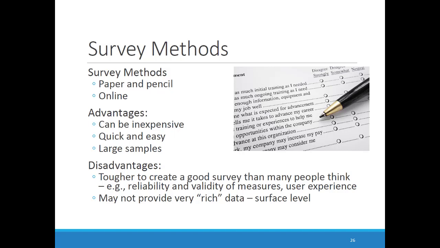Another disadvantage is that survey data may not be very rich. It could be sort of surface level. So for example, if I am surveying individuals about their perceptions of the safety climate within their organization, I am asking them very specific questions that they are answering, maybe on a scale of 1 to 5 for each question. But I cannot ask them follow-up questions based on their responses or probe deeper to get richer data like we can for things like interviews.